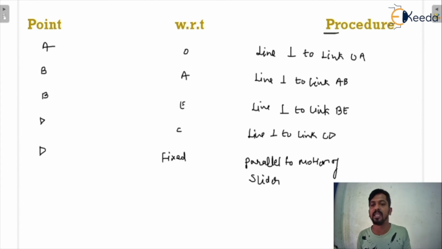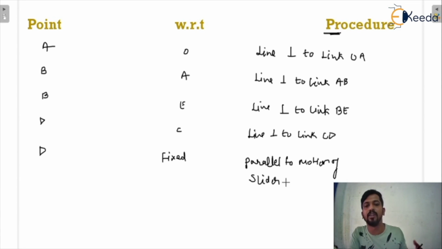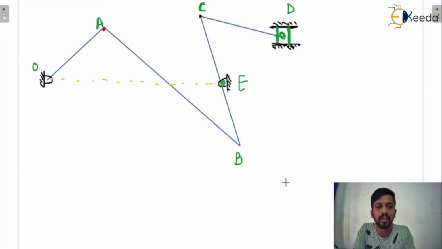This procedure must be followed in order to make the velocity diagram. Okay, so I hope you understand how we can draw the velocity diagram. It will be easy to understand. We will do some numerical questions based on the velocity diagram, because generally in examinations they ask numerical questions. They will give you a mechanism like that, and you have to calculate the velocity.